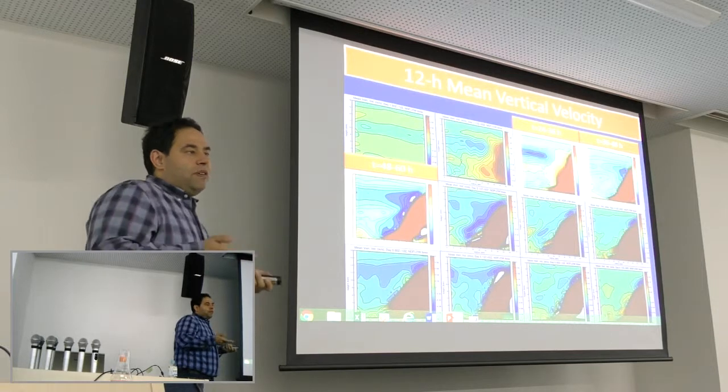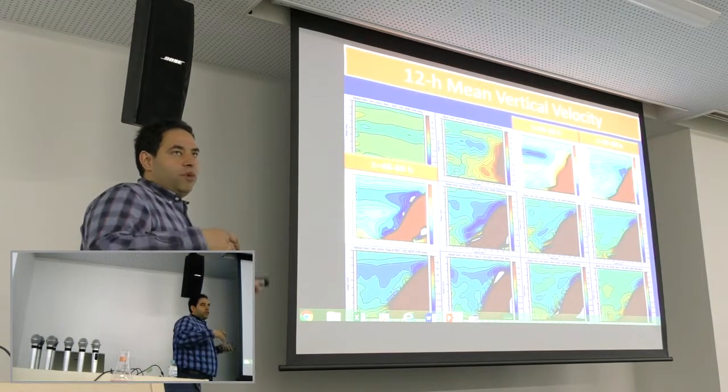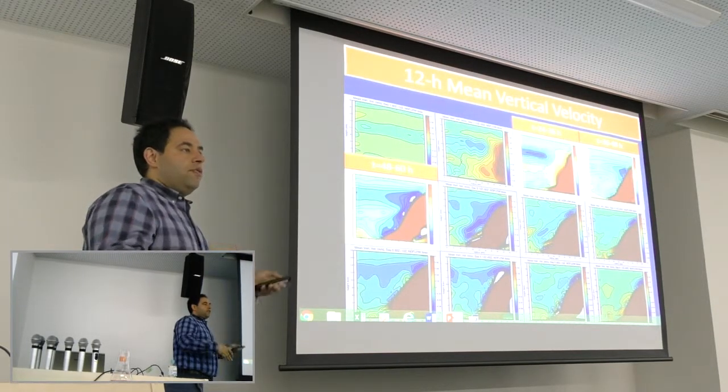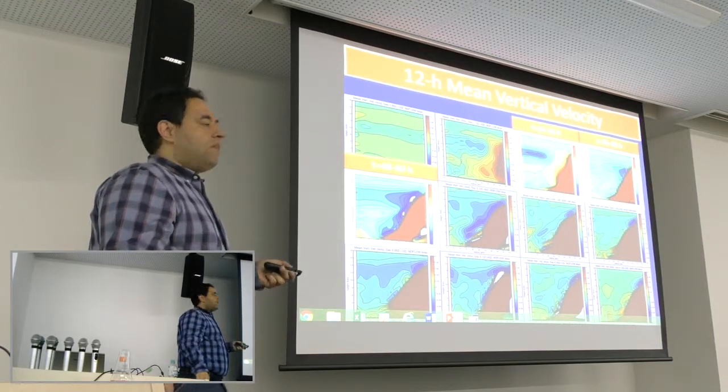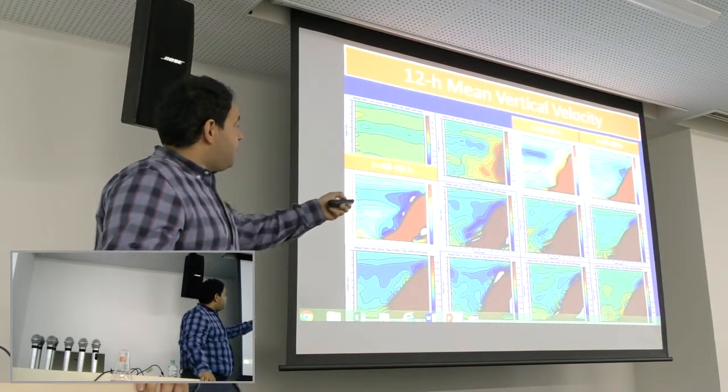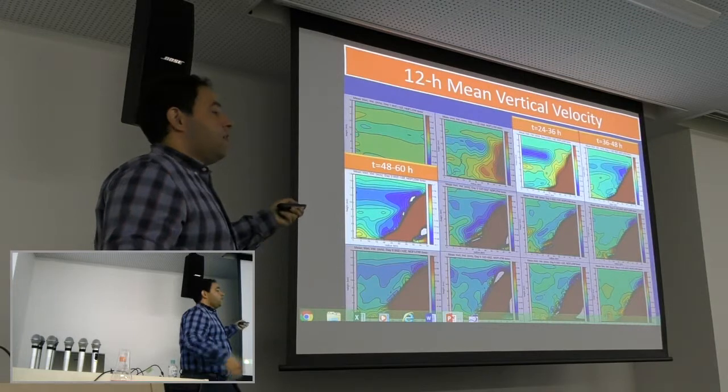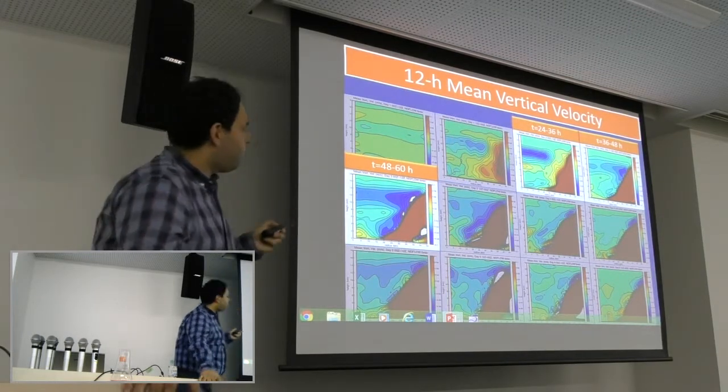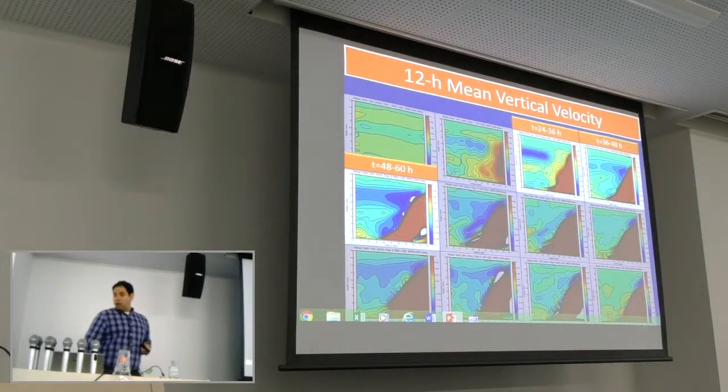So I think it would be really nice to see more studies that look at the structure of the vertical motion in the eye, to see whether this picture is common or if there's a variation from storm to storm. Yeah, it is very interesting.